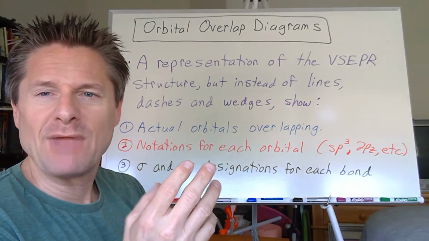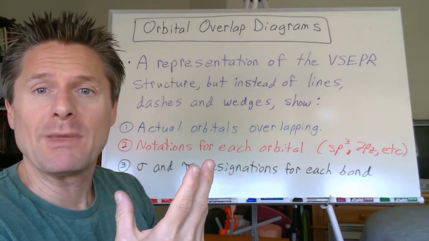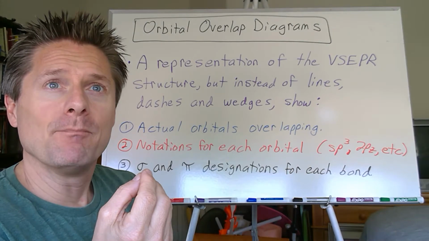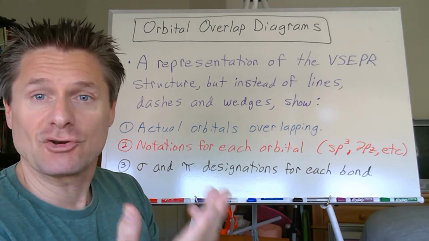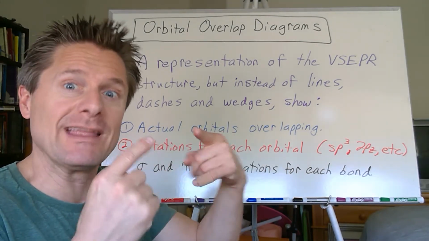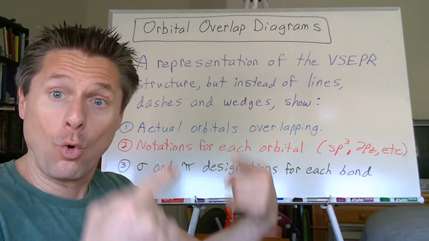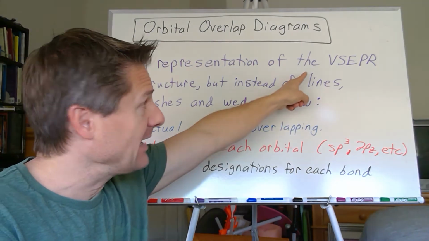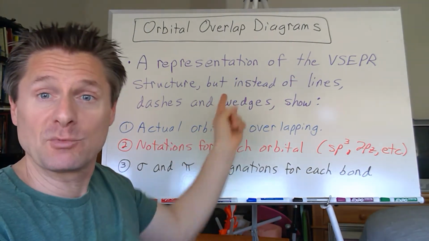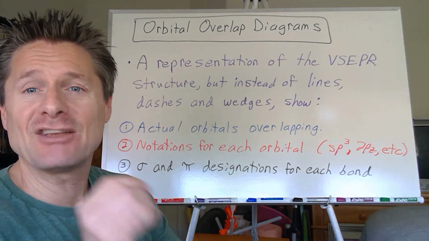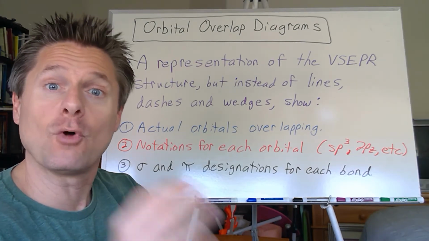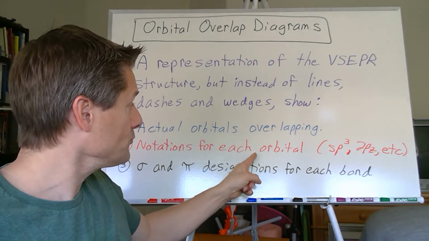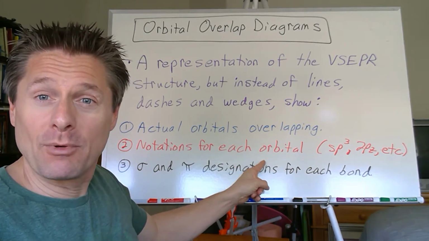So the orbital overlap diagram is the bulkiest, but gives you the most information. It's kind of like a bonding scheme, but we're going to use the VSEPR structure because we're going to show that instead of lines, we're going to actually draw the orbitals overlapping. So they have to be pointing in the right directions. So we're going to write the VSEPR structure, and instead of lines, dashes, and wedges, write the actual orbitals overlapping and designate them. Draw the orbitals, and write inside each orbital what it is.